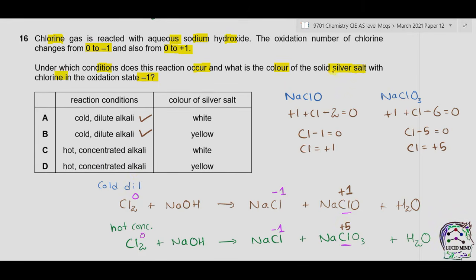Now the color of the silver salt with chlorine in the oxidation state -1. When chlorine is -1, the compound formed is AgCl, and AgCl is a white precipitate. Correct answer is therefore A.